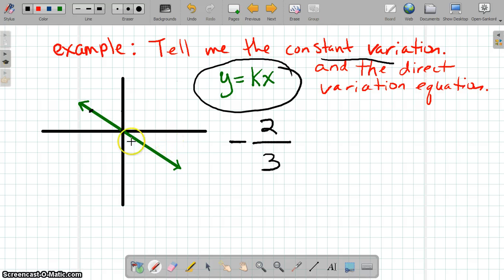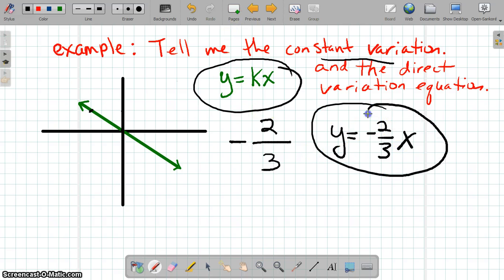And it's also negative if you can think of it in this way. You're going in one direction, you're going negative. Here we're going down 2 over 3. Or from going from here to here, we were going negative in the x direction, but positive in the y direction. So this is our slope. So to write the equation, it would look like this. Y equals negative 2/3 x. This would be the direct variation equation.